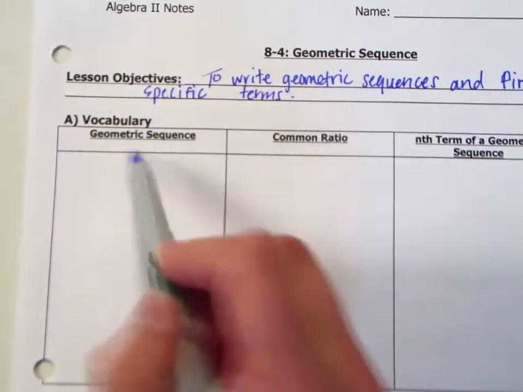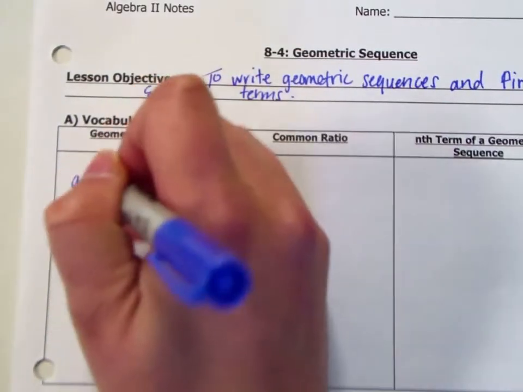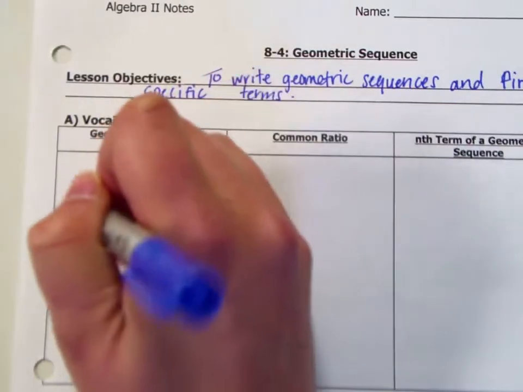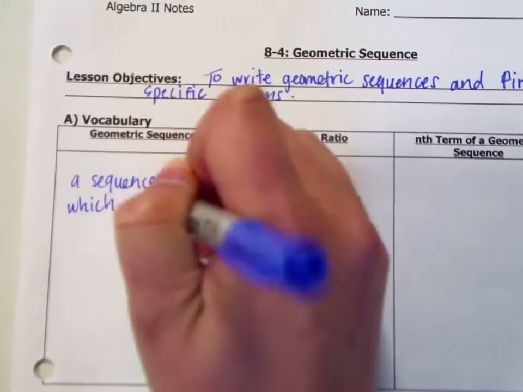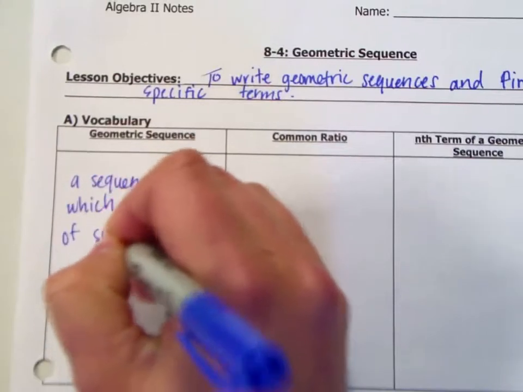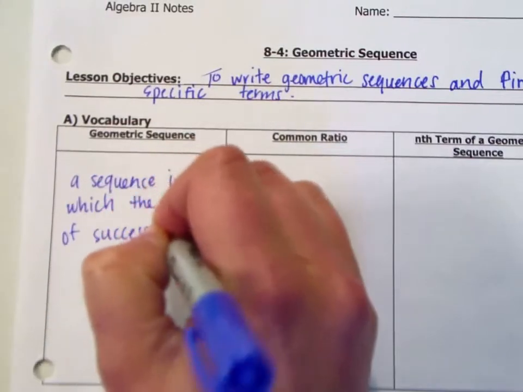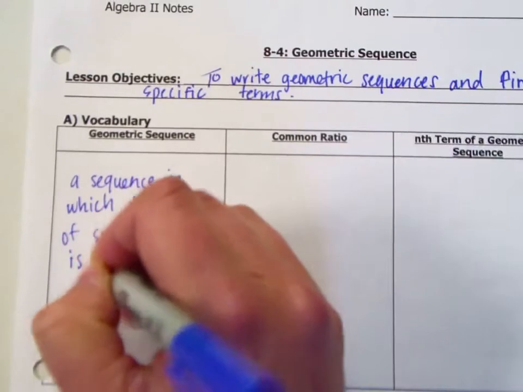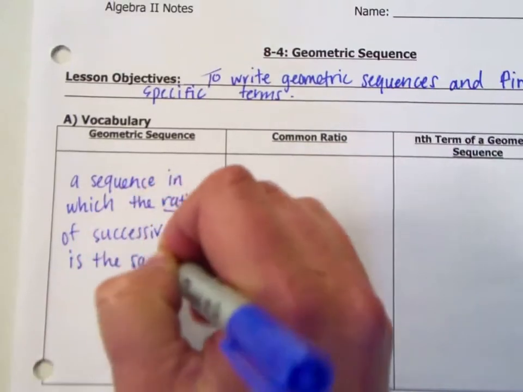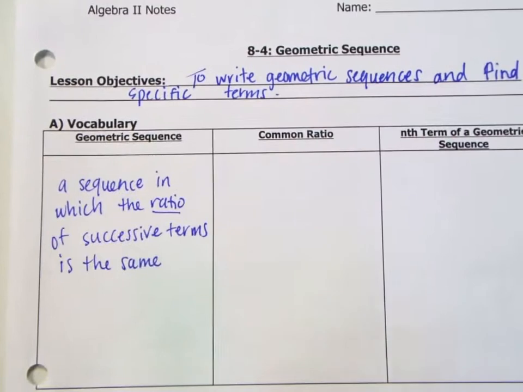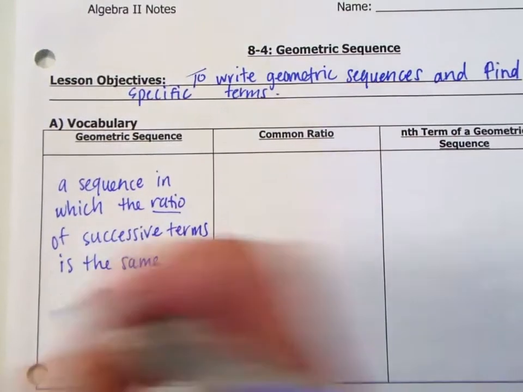A geometric sequence is a sequence in which the ratio of successive terms is the same. The ratio of successive terms is the same. So let's think about what that means.